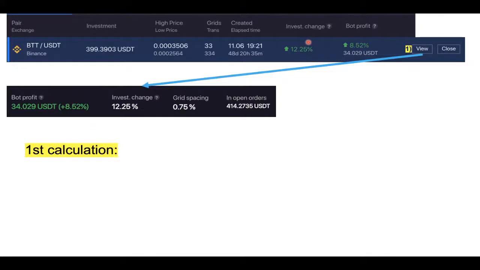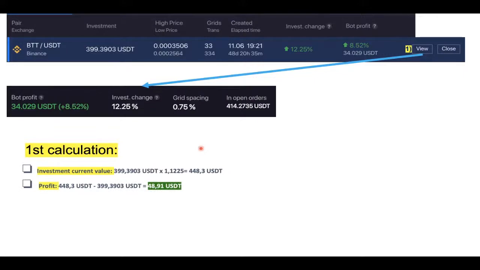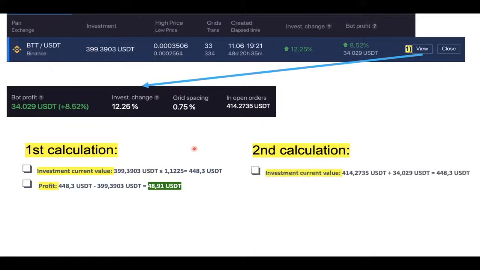And here's the calculation just to make sure that it works the way I describe it. So the first method to calculate is basically you take your investment allocation and multiply it by the investment change. So that's now your current investment value. And the profit in this case is the difference between the current investment value and the initial value. So that's $48.